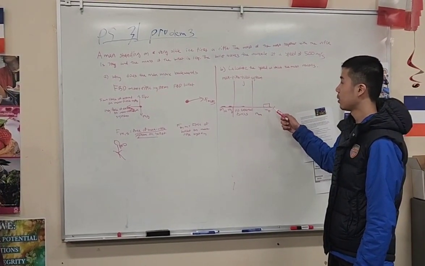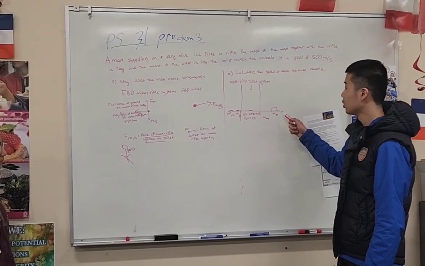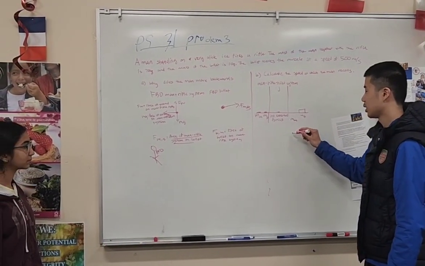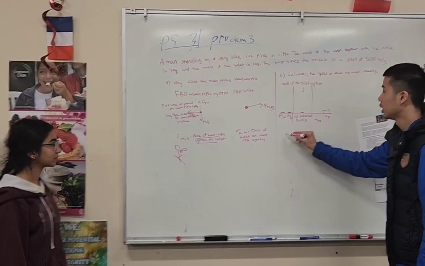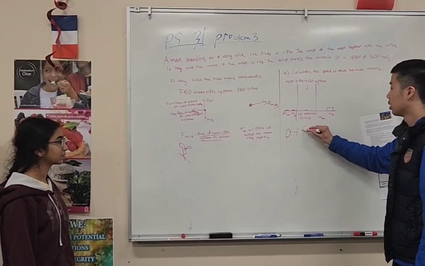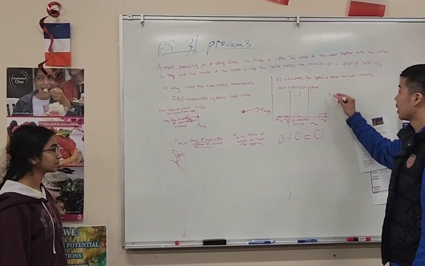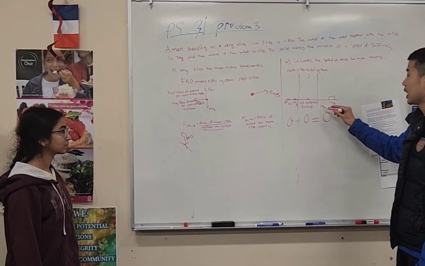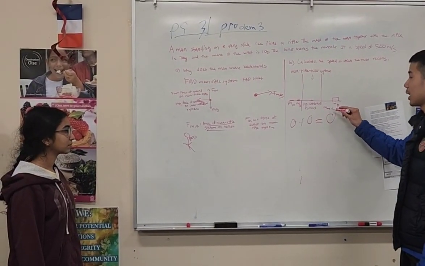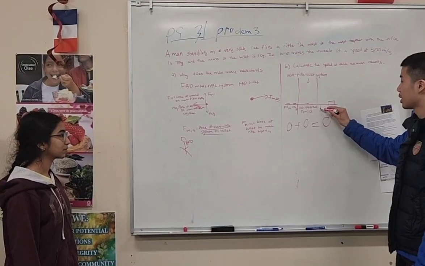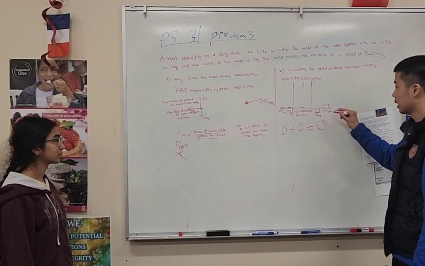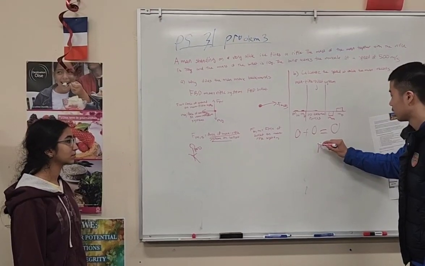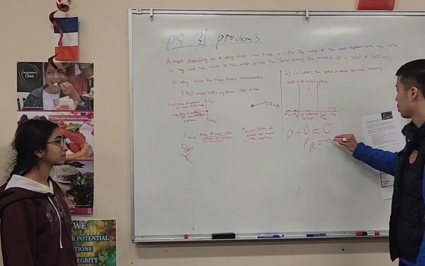After it fires, the bullet moves and the man moves. We can use the bar chart, where the initial momentum bars equal the final momentum bars, to find the momentum of the man. So 0 plus 0 is equal to 0. The total momentum must be 0, and the only way to do that is for the man to have a negative momentum equal to the momentum of the bullet. So momentum of man is equal to negative momentum of bullet.